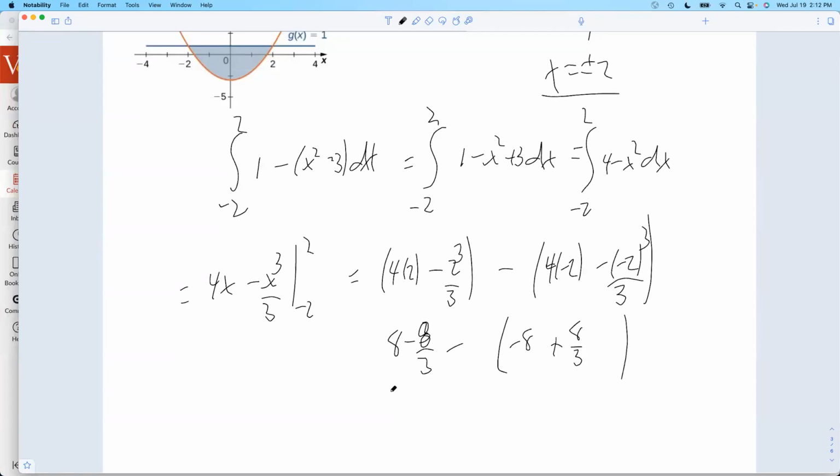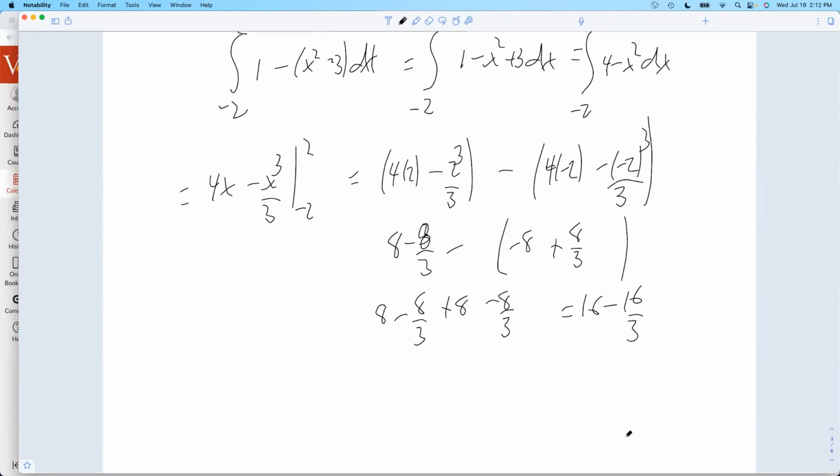And I got to be careful with my negative here. Distribute that negative. That's 8 minus 8/3. Plus another 8. Minus another 8/3. I think that's 16 minus 16/3, which I think is 32 over 3. Because that would be 48 over 3 minus 16.